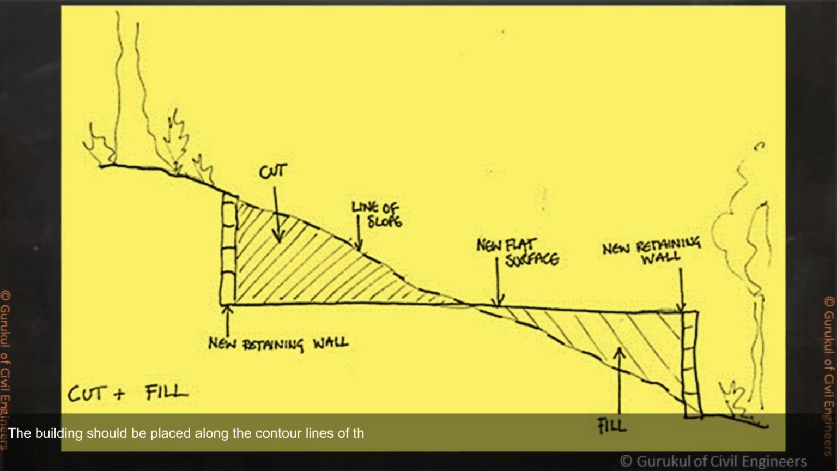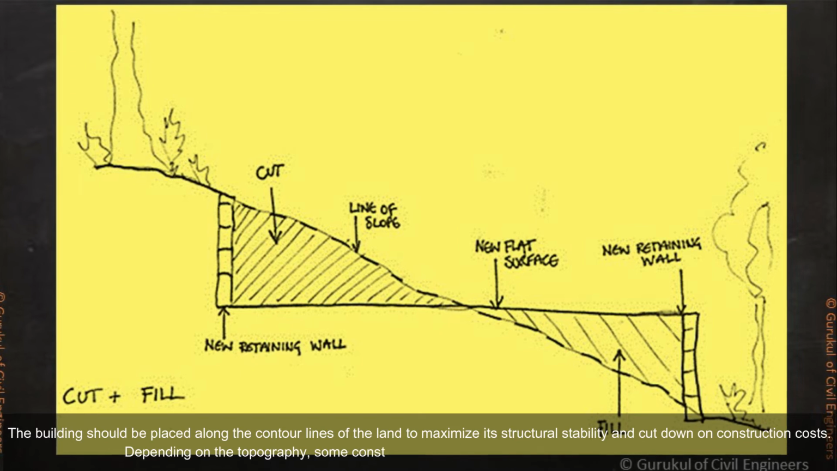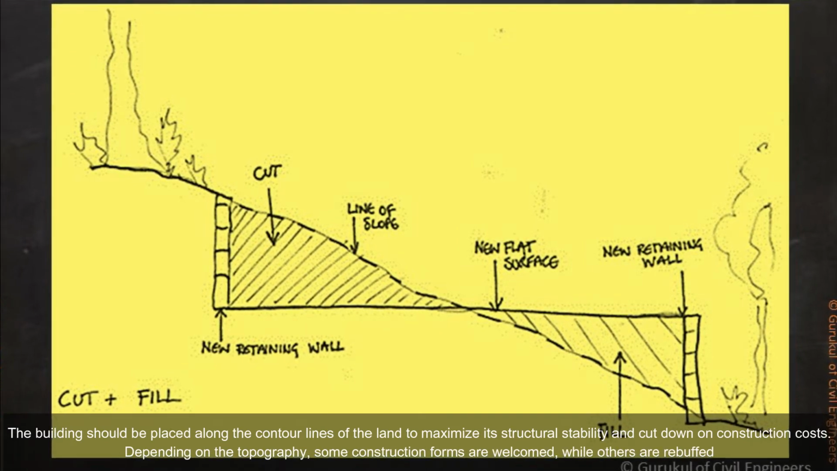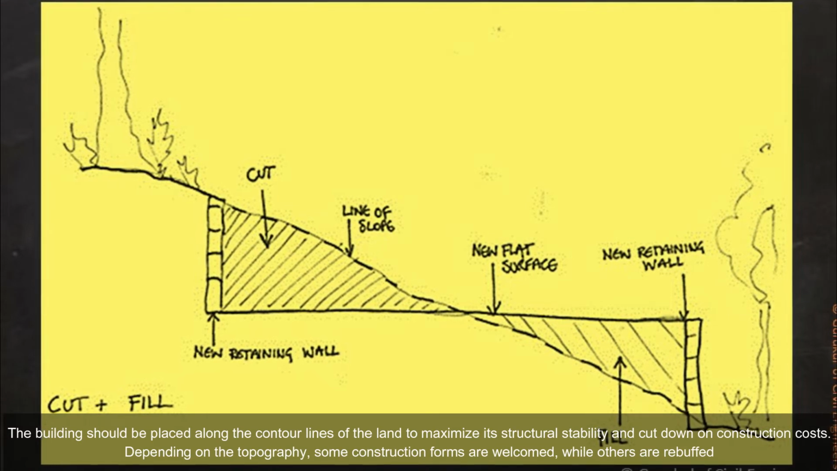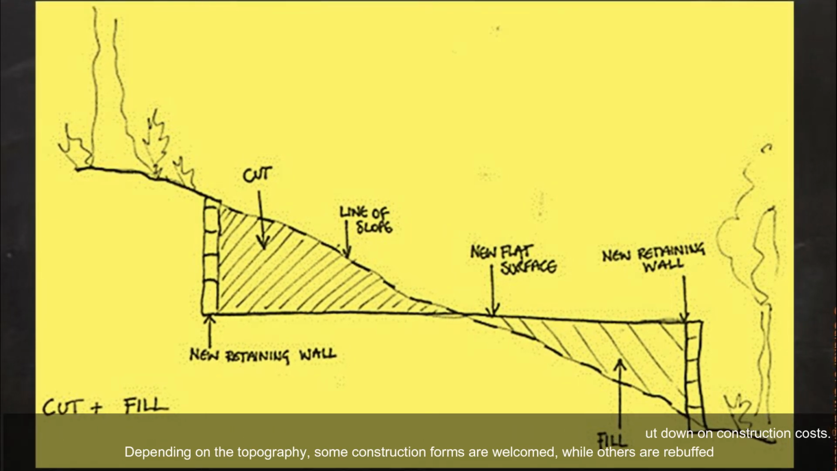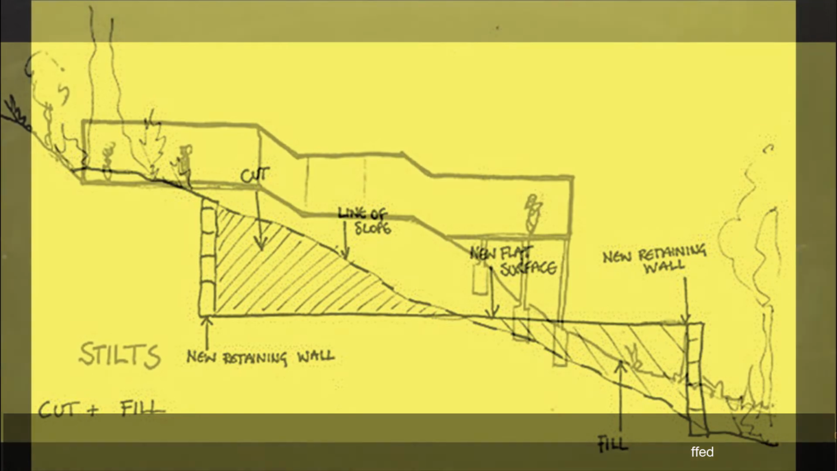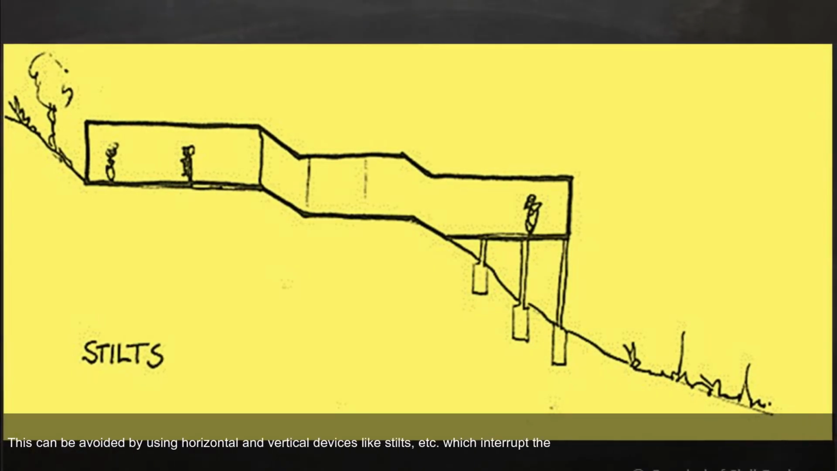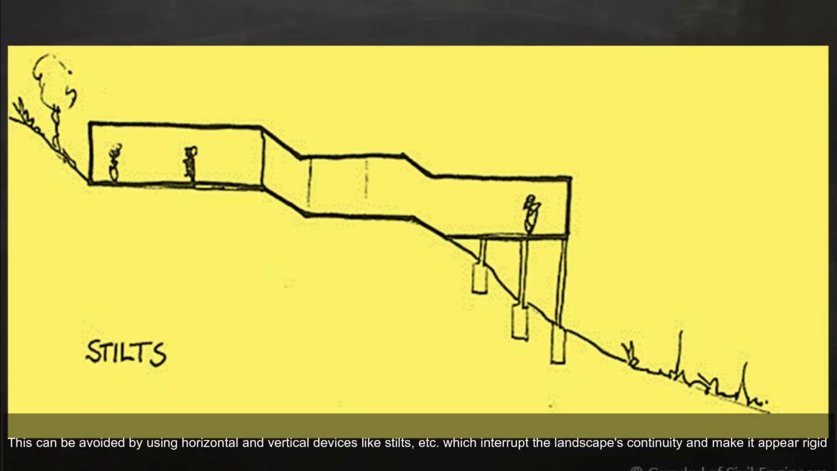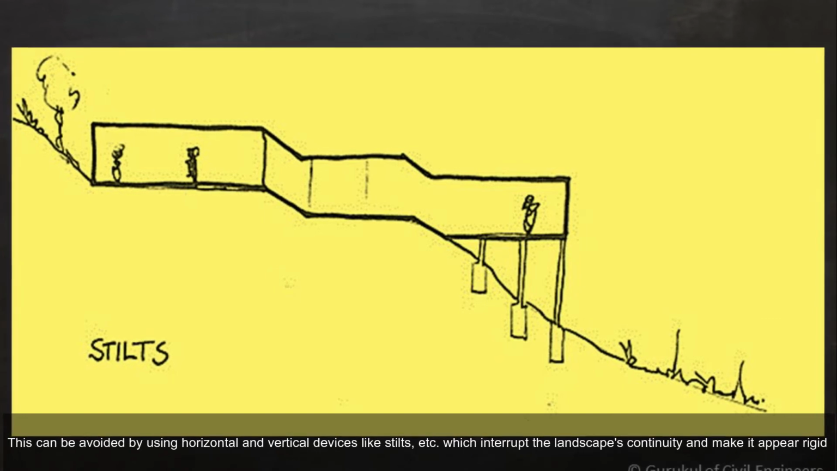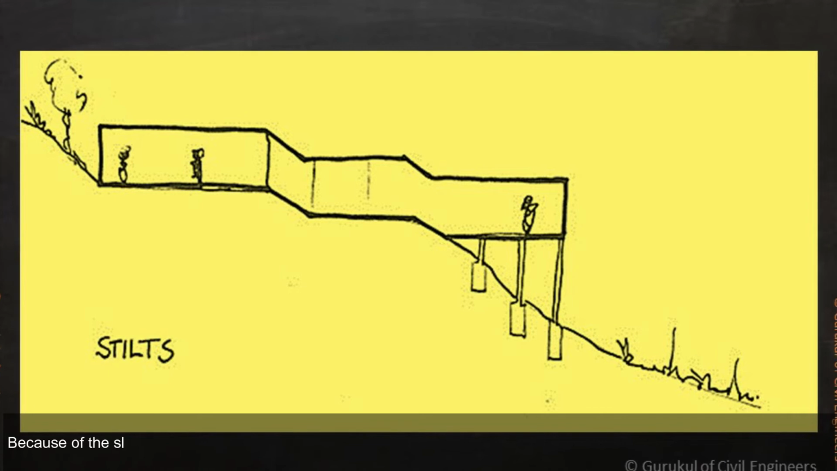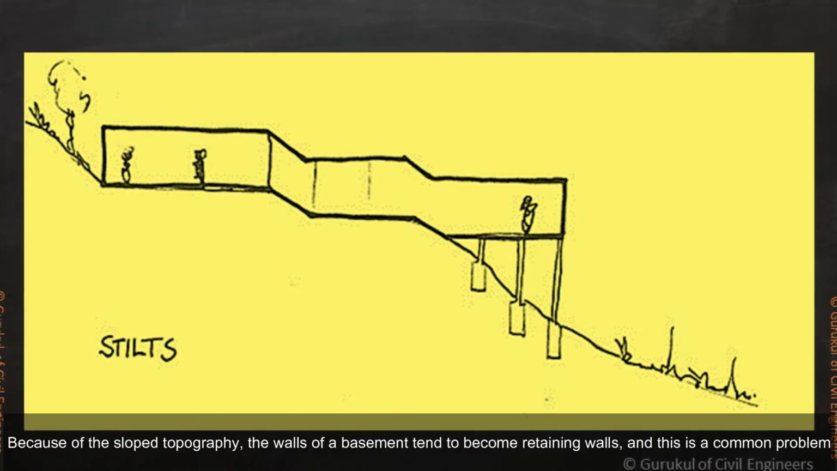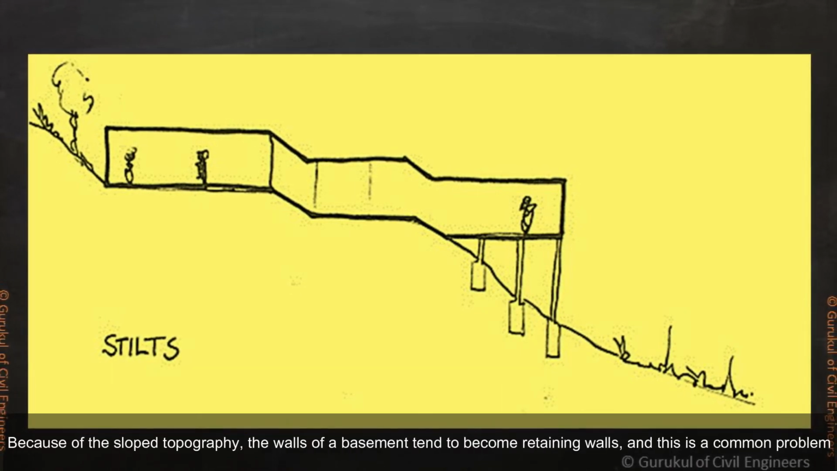The building should be placed along the contour lines of the land to maximize its structural stability and cut down on construction costs. Depending on the topography, some construction forms are welcomed while others are rebuffed. This can be avoided by using horizontal and vertical devices like stilts, etc., which interrupt the landscape's continuity and make it appear rigid.